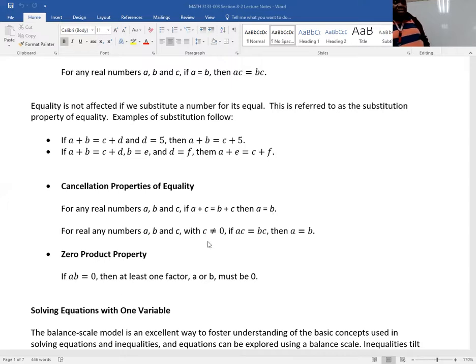And then let's say C is not equal to 0 and you have real numbers A, B, and C. If we multiply A times C and that's equal to B times C, then we'll end up with A is equal to B. What's going to happen here is this. We're dividing both sides of this equation by the constant C. And you'll end up with A is equal to B.